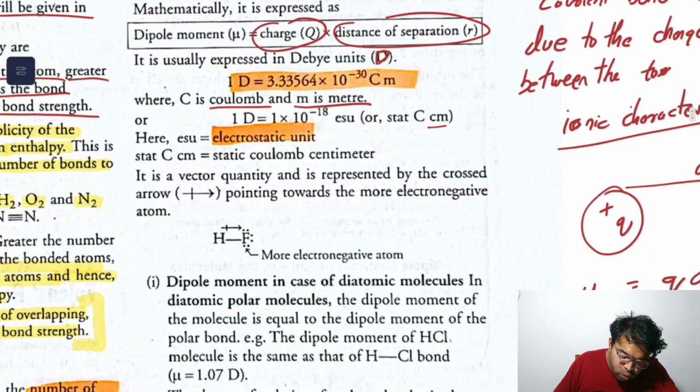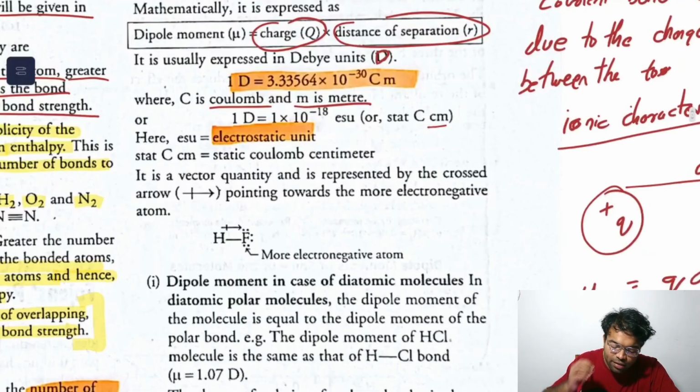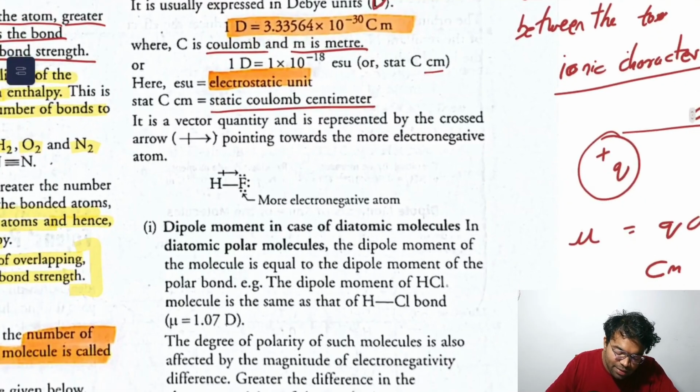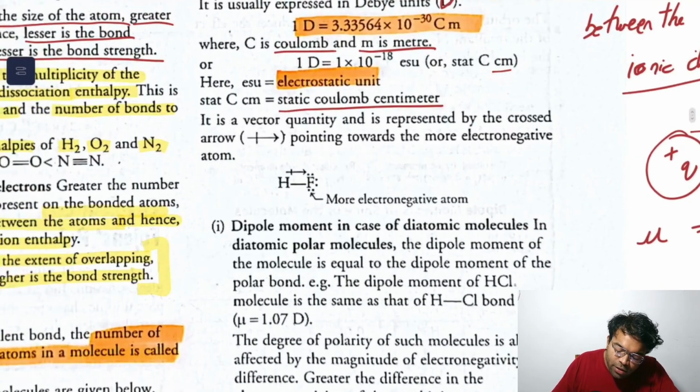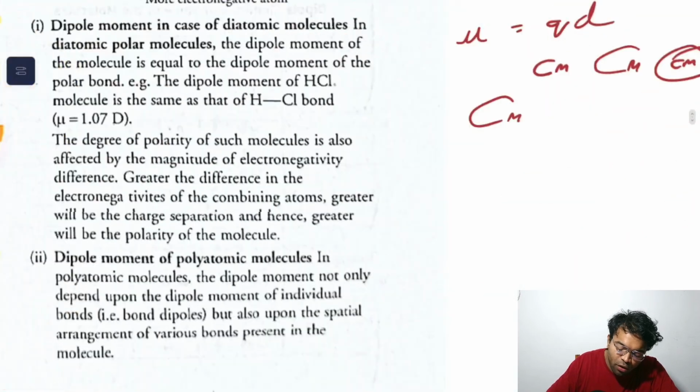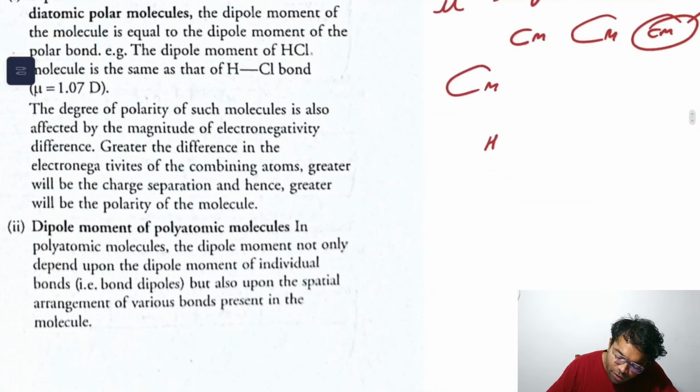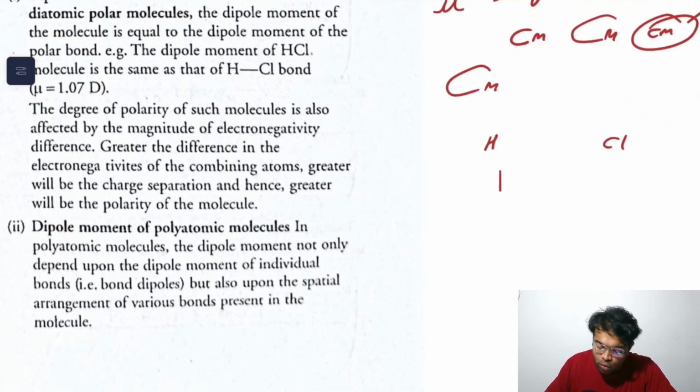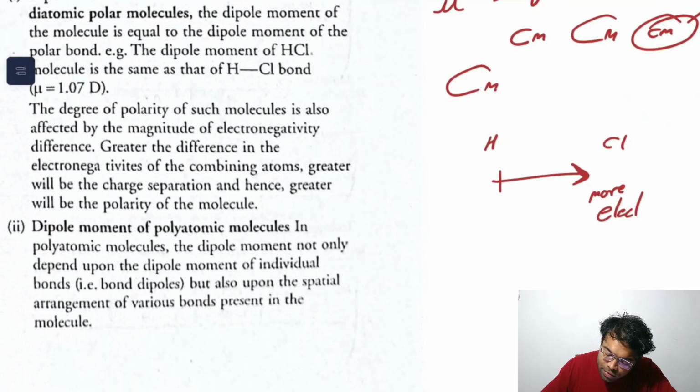Now, ESU is known as the electrostatic unit. Now, what is esu cm? The electrostatic unit coulombic centimeter. Now, dipole moment is a vector quantity and it is represented by a cross arrow pointing towards the more electronegative atom. For example, if you have hydrogen here and you have chlorine here, I would create the dipole having an arrow like this. The arrow points towards the more electronegative atom.